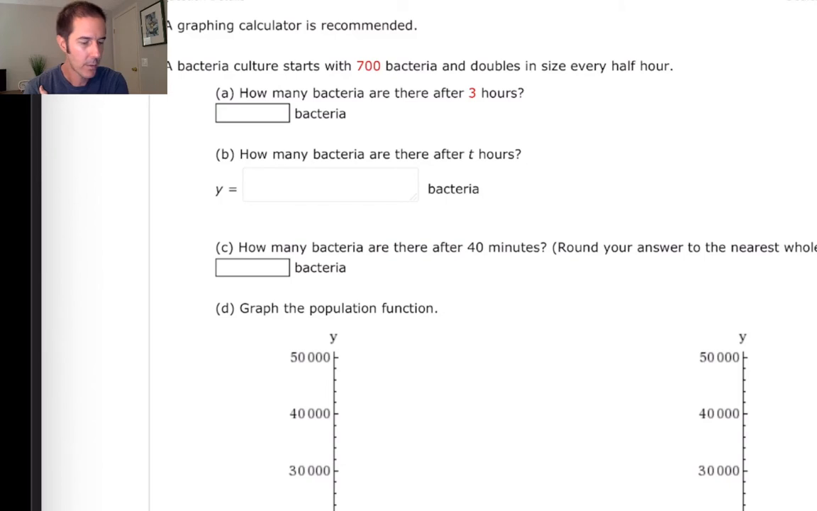A bacteria culture starts with 700 bacteria. It's doubling in size every half hour. How do you double something? Multiply it by 2. So after a half hour, I would have to take 700 and multiply it by 2. Well, what about after an hour? After an hour, that's 2 half hours. So I would have to take 700 and double it, and then double it again. So I'd have to multiply by 2 and then by 2.